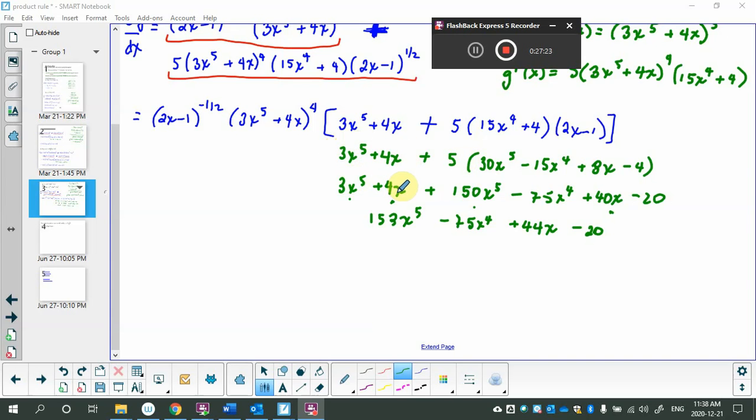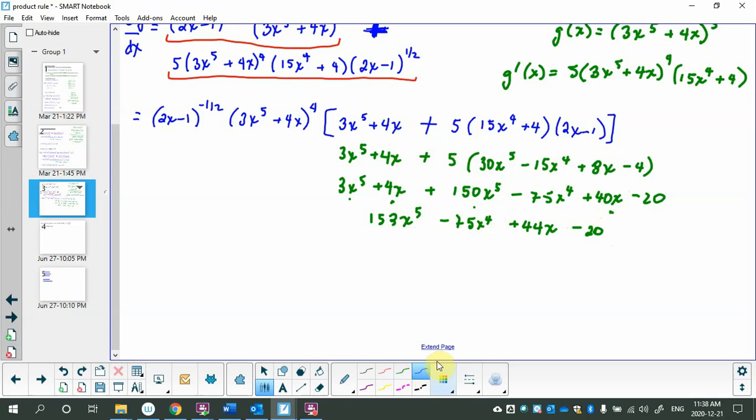Then I wrote it down again, and I multiplied the 5 through, so 5 times 30 is 150, keep the x to the 5. 5 times negative 15 is negative 75, keep the x to the 4. 5 times 8 is 40, keep the x. 5 times negative 4 is negative 20, no x's at all. And then I collected like terms. So here are my x to the 5's collected. Here's the x to the 4. Here's the x to the 1's collected. And here's the number. So now I'm going to write all this down.